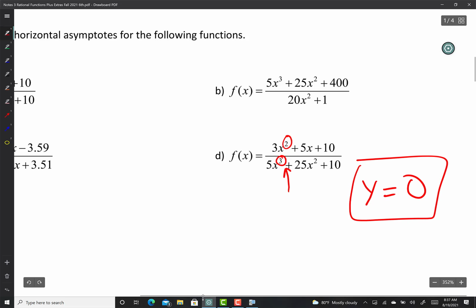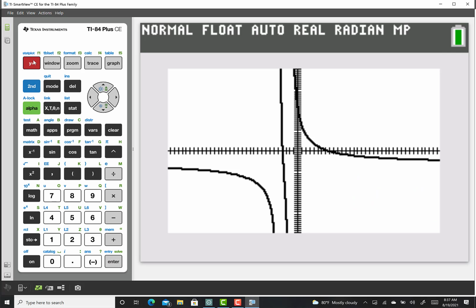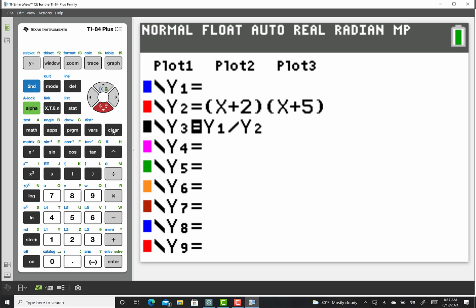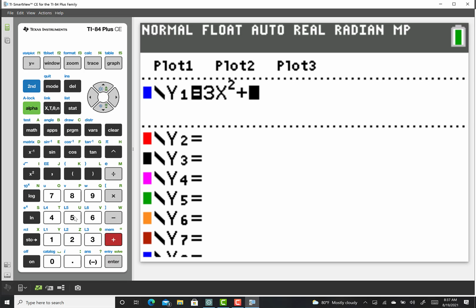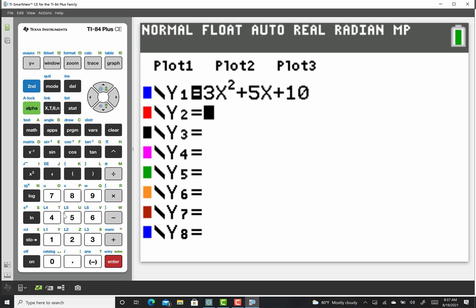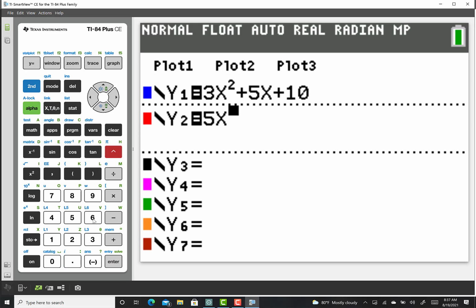Yeah, that's it. And let's prove it to you guys. I got my calculator here. Let me clear it out. What was my numerator? 3x squared plus 5x plus 10. And what was my denominator? 5x cubed plus 25x squared plus 10. Sorry, I go really slow on these things.